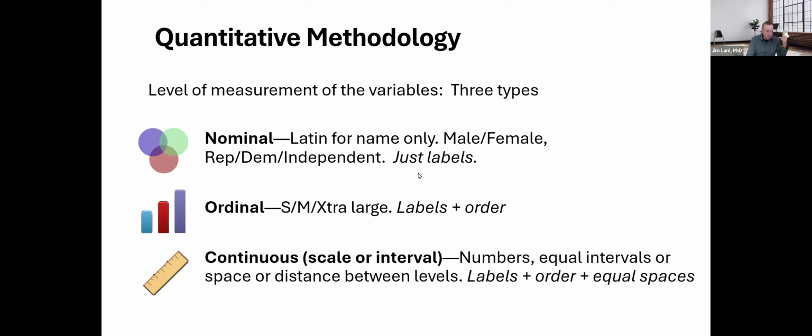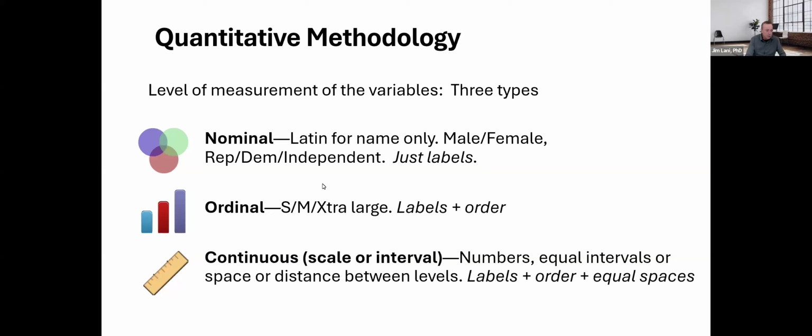Variables could be nominal, which is Latin for name only: male, female, Republican, Democrat, green. The party still exists, I don't even know. Basically they're just labels. There's no order to them. They're just labels of anything: pencil, pen, writing instruments, whatever. Nominal, name only. And only some tests allow that.